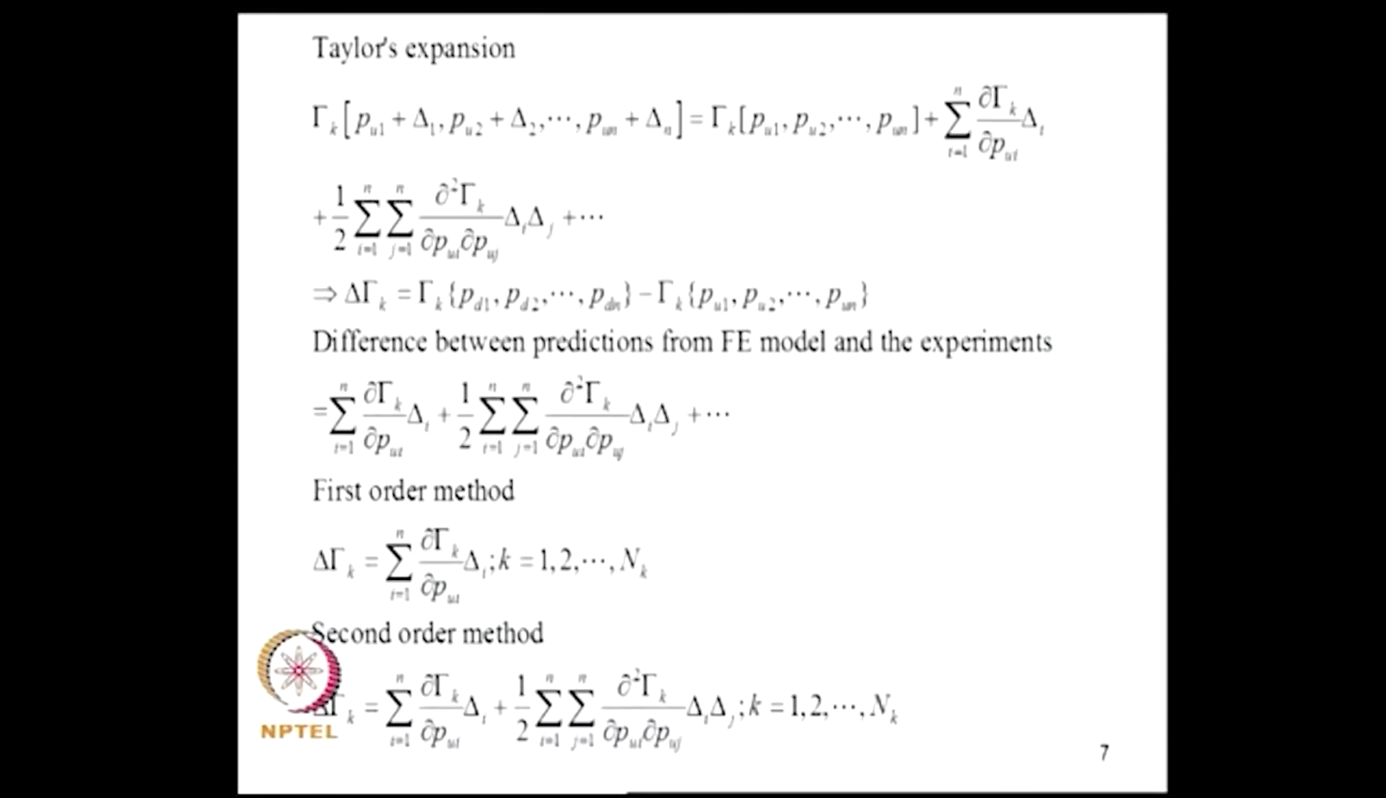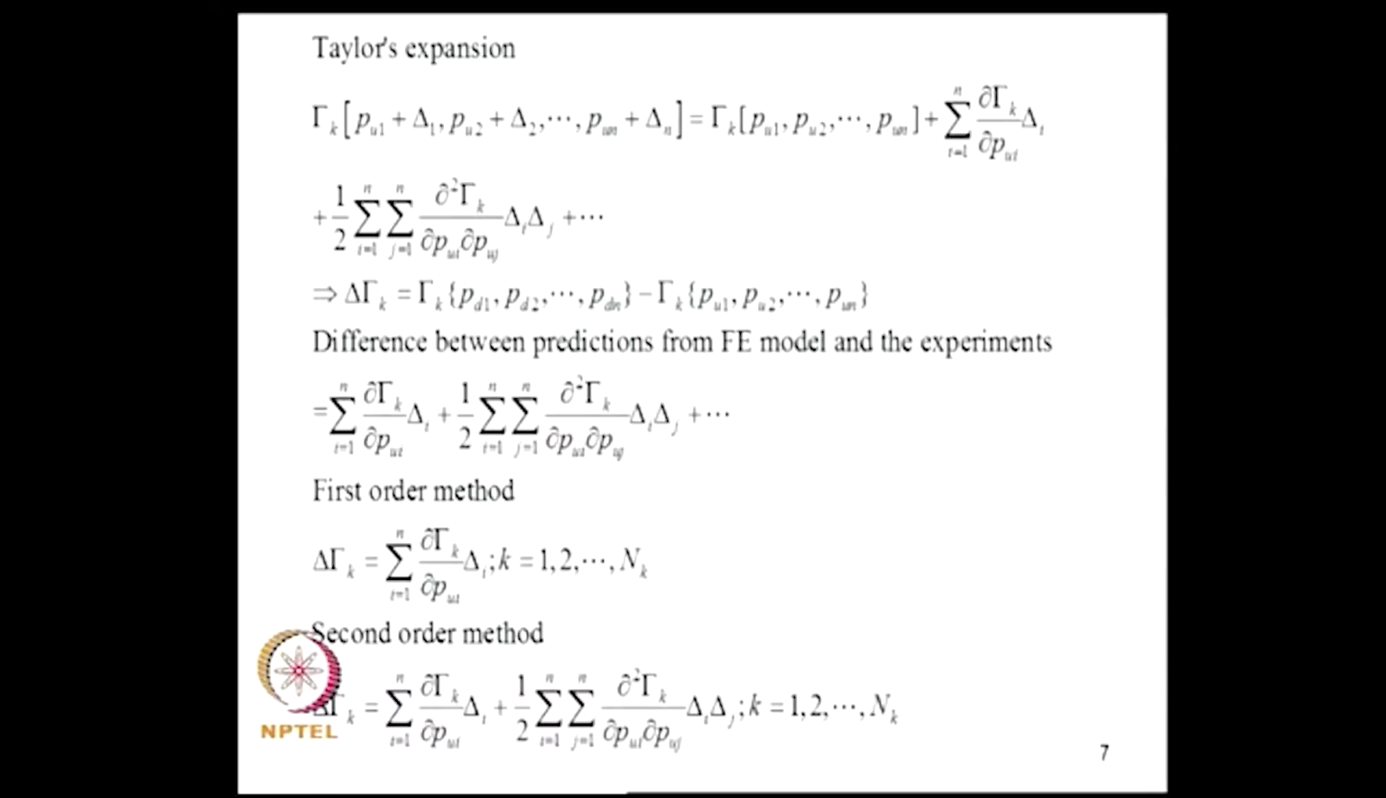Now, a simple strategy would be this. We consider the response descriptor, which is a function of the n system parameters, and for the experimental model I will expand the response descriptor around the initial guesses that we make, with delta 1, delta 2, delta n being the corrections. So, a Taylor's expansion would lead to various terms, and these gradients are to be evaluated from the mathematical model with the initial guesses on the system parameters.